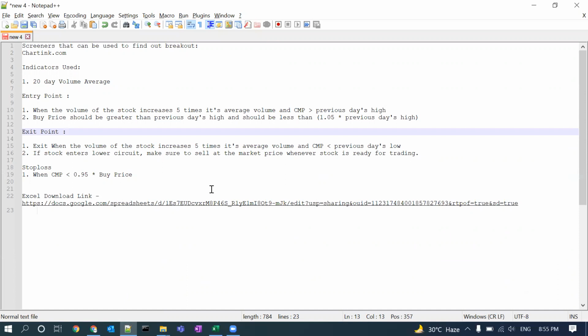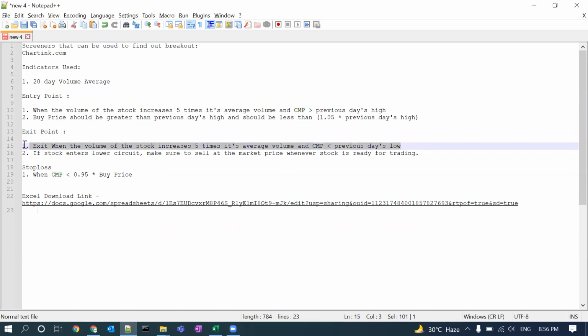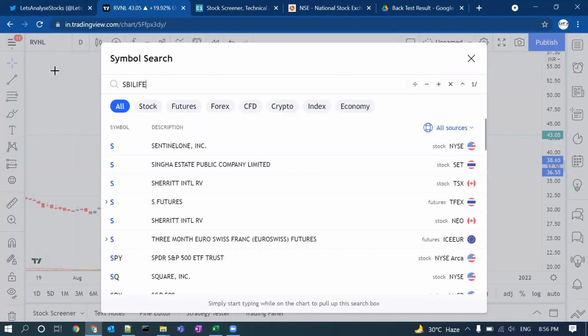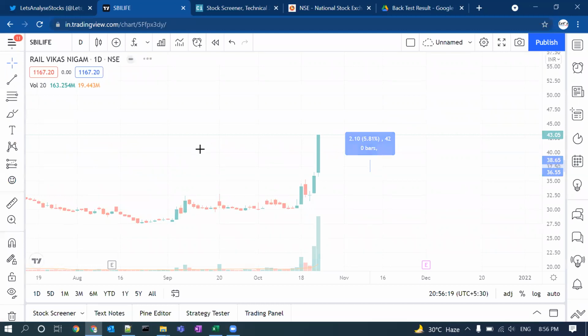Now coming to the exit point, we will exit the stock whenever the volume of the stock increases 5 times its average volume, but this time the current market price falls below the previous day's low. In that case, the screener will tell us which stock is going through that process and at what price we have to sell. Let me show you an example. For this purpose, let's take SBI Life Insurance.